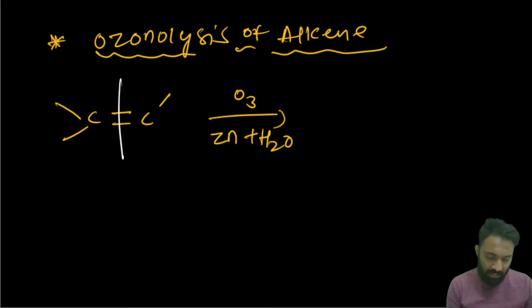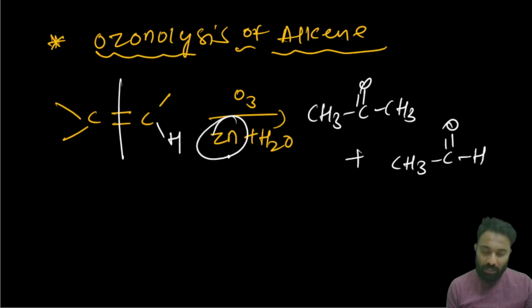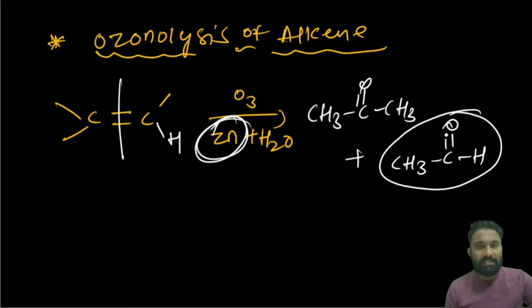Let's suppose here it is a hydrogen. Stop the reaction. One end will give you the ketone and the other will give you the aldehyde. The zinc destroys whatever peroxide has been generated in the reaction, so it will stop the reaction at the aldehyde stage.